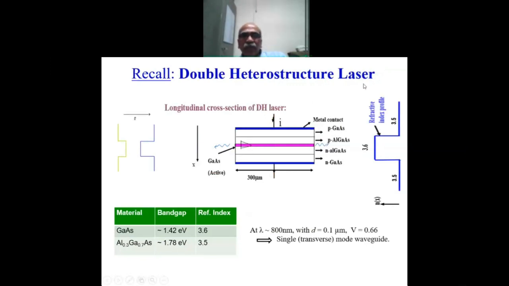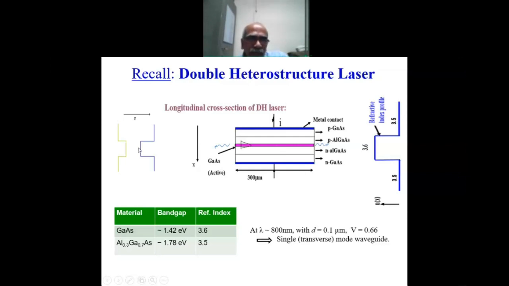Recall that the double heterostructure has a thin layer sandwiched between two high band gap layers. So if you plot the energy band diagram in the depth direction like this, you have higher band gap, that is this layer, and you have lower band gap, that is the colored active layer here, and again higher band gap. And if you see the refractive index in the depth direction, it acts like an optical waveguide, and light is confined. So some numbers are shown here.